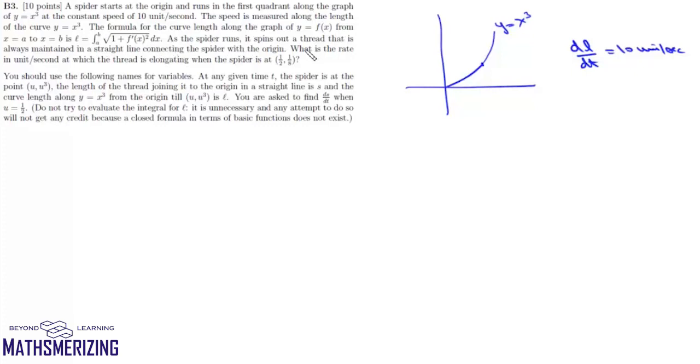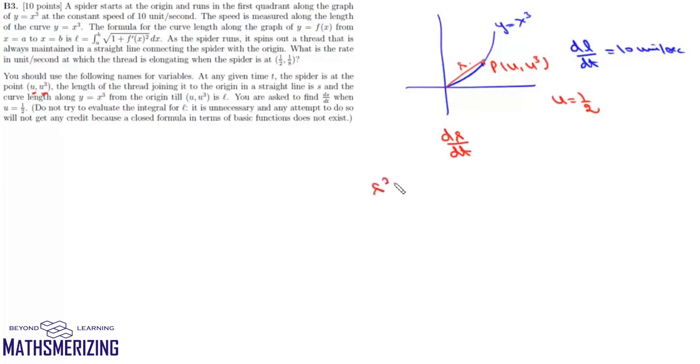As the spider runs, it spins out a thread that is always maintained in a straight line connecting the spider with the origin. What is the rate in unit per second at which the thread is elongating when the spider is at 1 by 2, 1 by 8? Now it says we should use these variables u and u cube. So at any point, say which is P, and this is u and u cube. u in this case is 1 by 2. We need to find rate of elongation of this thread, which is suppose s. So we need to find ds upon dt.